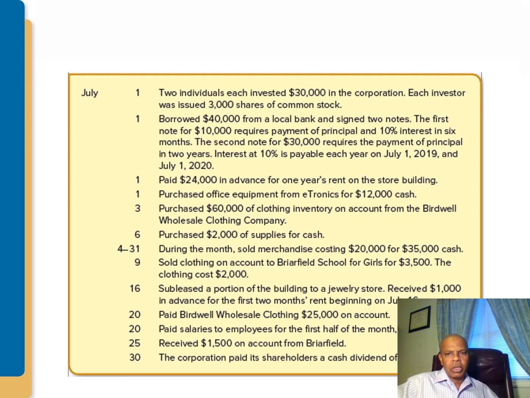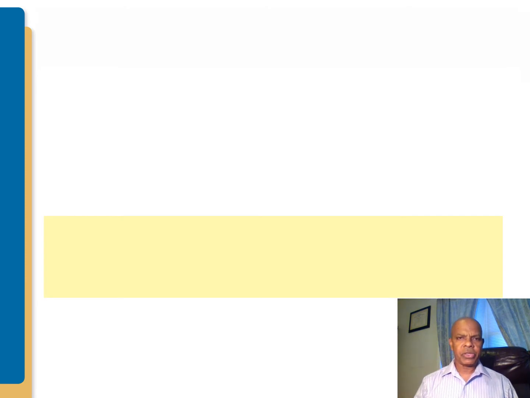Okay, let's take a look at what we have here. I'm pretty sure you can see that. Two individuals each invested 30,000 in the corporation. Each investor was issued 3,000 shares of common stock, and they borrowed 40,000 from the bank. Let's see all these transactions. Next slide. This is the first transaction. Two individuals each invested 30,000 in the corporation, and each investor was issued 3,000 shares of stock. So it's common stock. What is the entry?